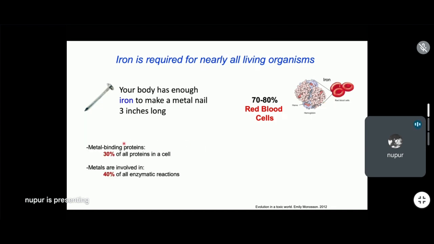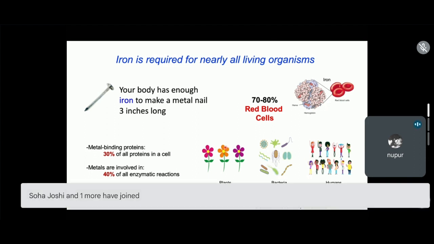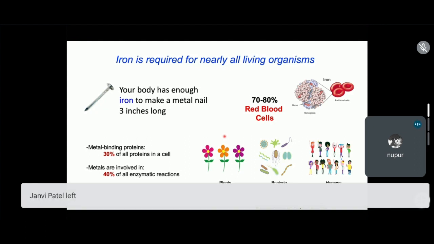The rest of the iron, although if you look at the percentages, it doesn't add up to 100%, it's more than 100% because there is a lot of overlap between these percentages. But the rest of the iron takes part in metal binding: more than 30% of proteins are metal binding proteins, and metals are involved in 40%. You can say that iron is one of the most essential metals in our body. And not surprisingly, in plants, the bacterial kingdom, and humans, basically except a few bacteria, iron is required for all living organisms. In our body, iron has to come from diet, and we do not synthesize it.